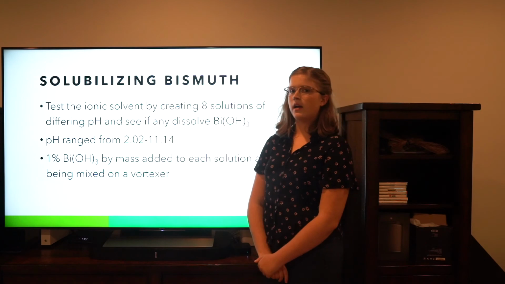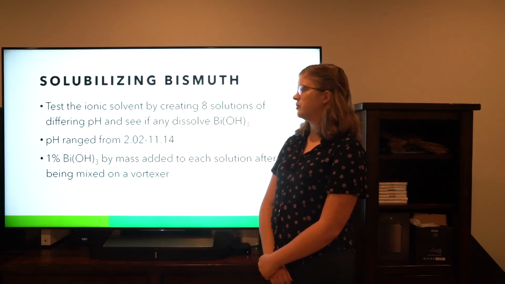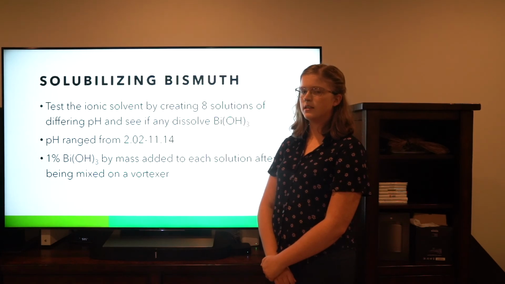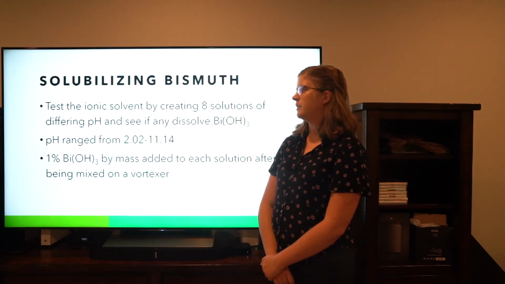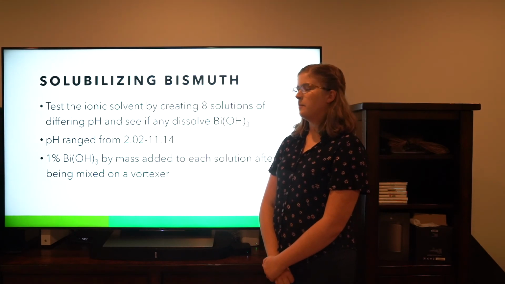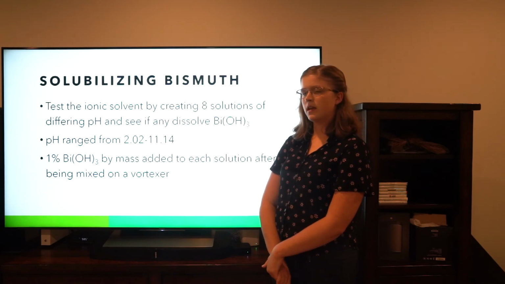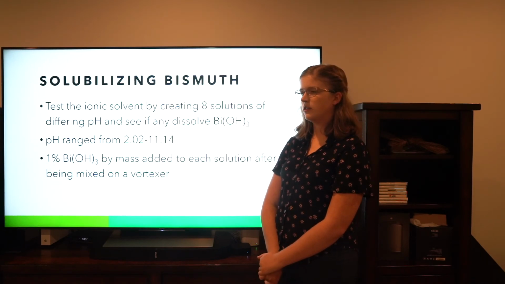Once I had selected my ionic solvent, it was time to test it. I created 8 solutions of lactic acid and hydrazine, and they were all of differing pHs to see if any would dissolve bismuth hydroxide. The pH ranged from 2.02 to 11.14, and after I mixed together my hydrazine and lactic acid, I added 1% bismuth hydroxide by mass to each solution.